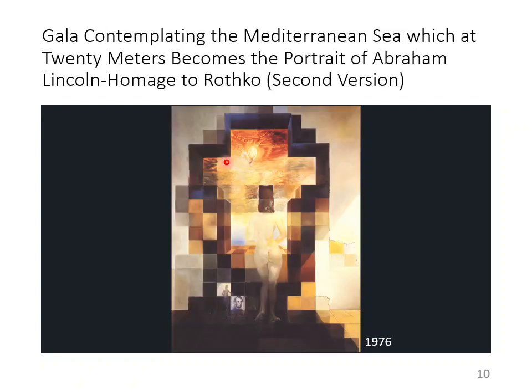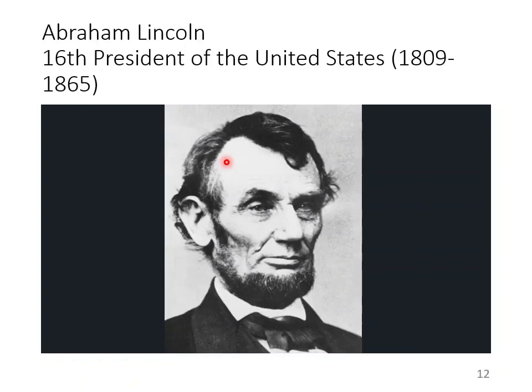I created these images to simulate the images you will see at a distance 20 meters far away. Do you see the similarity between this image and this image? Then this is Abraham Lincoln. He was the 16th president of the United States. And I created this image. It looks like a low resolution image, but in fact it's not. I duplicated 1 pixel to 20 by 20 pixels, so it looks blocky.